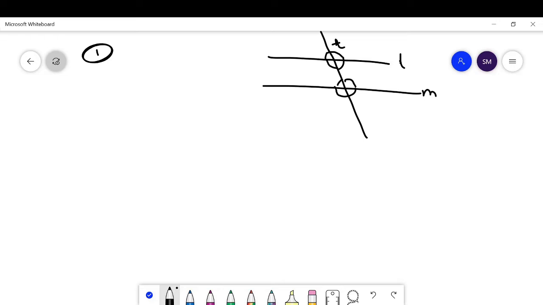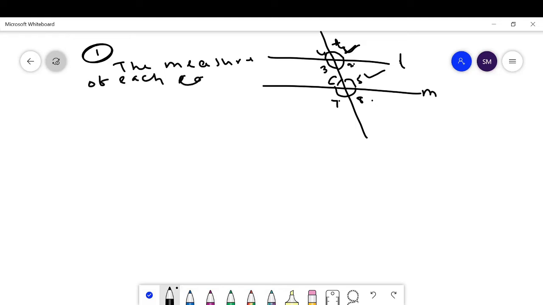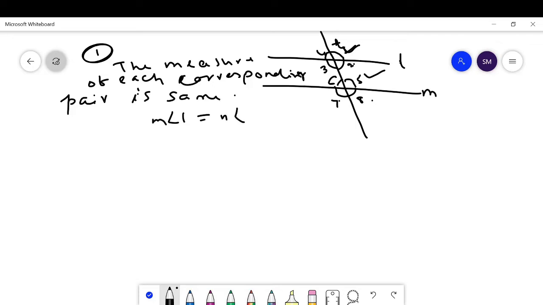Then the first condition says the measure of each pair of corresponding angles is equal. Here 1 and 5 are corresponding pairs, 2 and 8 are corresponding pairs, 3 and 7 are corresponding pairs, and 4 and 6 are corresponding pairs. The measure of each corresponding pair is the same, which means the measure of angle 1 is equal to the measure of angle 5.